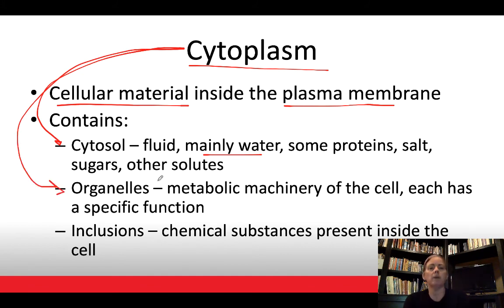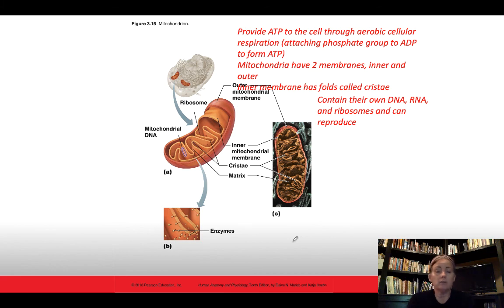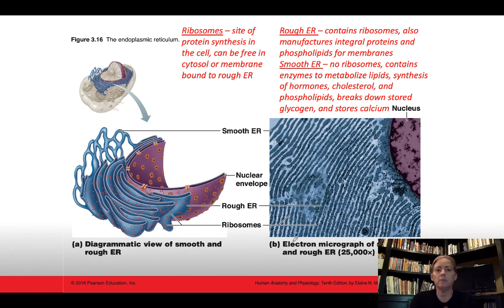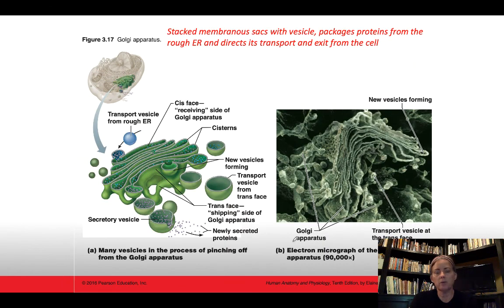Cytoplasm also contains organelles. And so these are your mitochondria and your Golgi apparatus. These are the metabolic machinery of the cell, and they're the ones who do the work. And then we have inclusions, which are chemical substances that can be present inside the cell. And so sometimes these are like pigments. So some cells have pigment associated with them. And so that would be an example of an inclusion. So I have included the organelles, kind of big picture organelles. And this is something that you would be responsible for knowing to the level of detail that we've specified here.